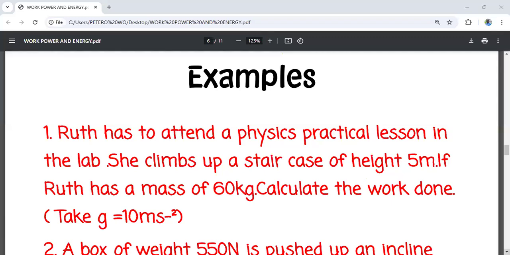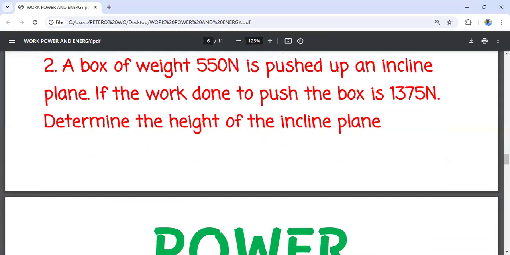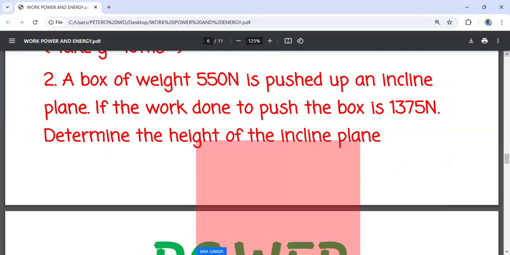Okay, let us go straight to example 2. There is the example. And I request you to try it and we see which answer we get. We have 3 minutes for that.